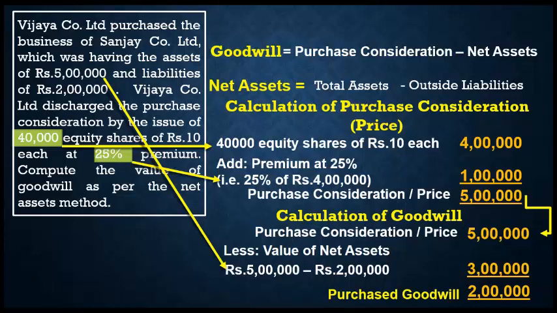This amount is paid by Vijay Company to Sanjay Company. This is additional amount paid by Vijay Company to Sanjay Company. This is goodwill. The excess amount paid by the purchasing company to the vendor company over the net assets is called goodwill. Okay, in this problem, the excess amount paid by Vijay Company to Sanjay Company is rupees 2 lakh. This is goodwill. This is purchased goodwill.